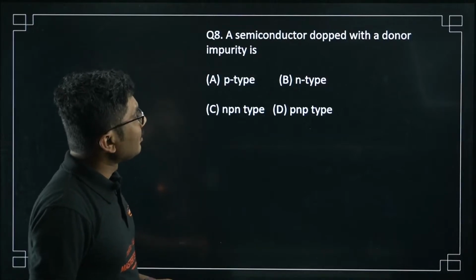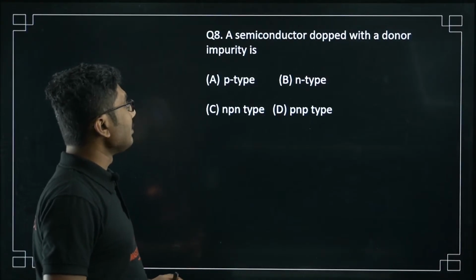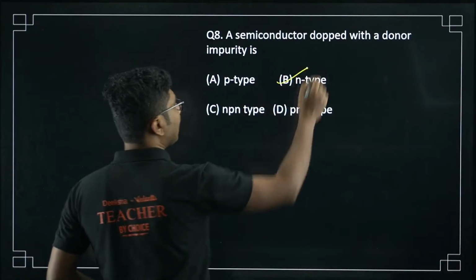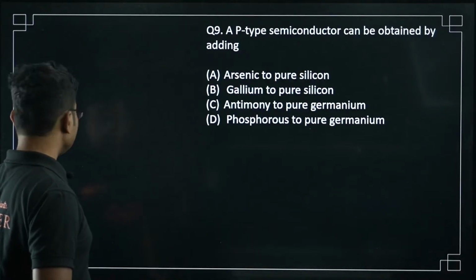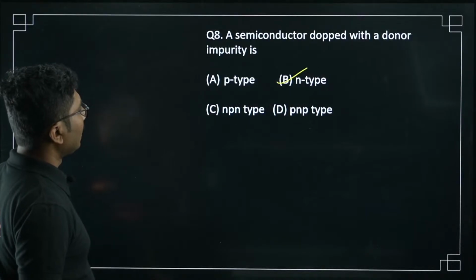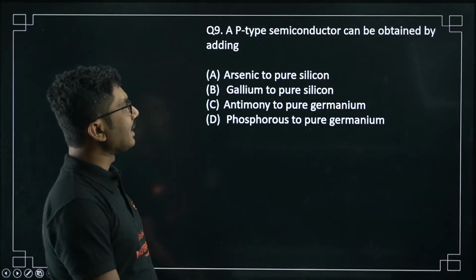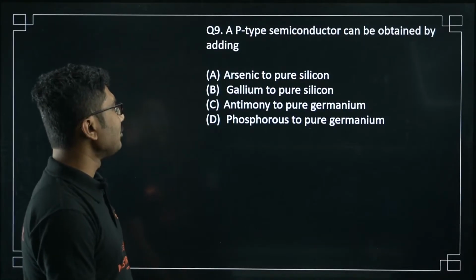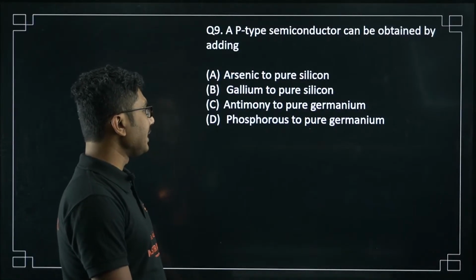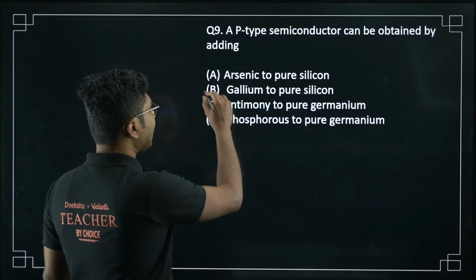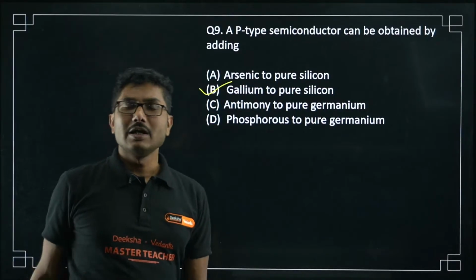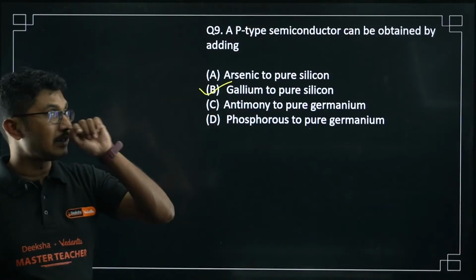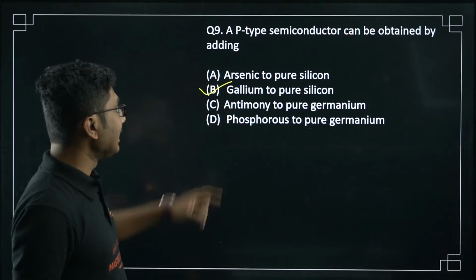A semiconductor doped with a donor impurity is? So donor impurity means again it is giving electrons. So giving electron means it is an n-type semiconductor, right? So a p-type semiconductor can be obtained by adding arsenic to pure silicon, gallium to pure silicon, antimony to pure germanium, phosphorus to pure germanium. So gallium is a trivalent. Rest of them are pentavalent. To get a p-type semiconductor, you have to add gallium to pure silicon.